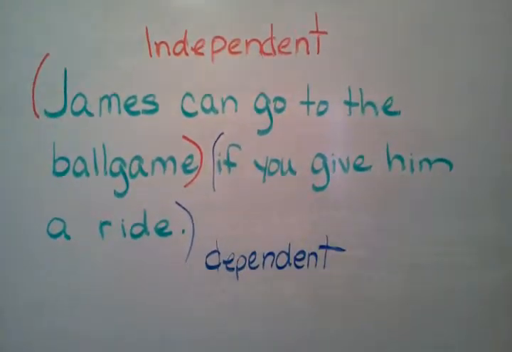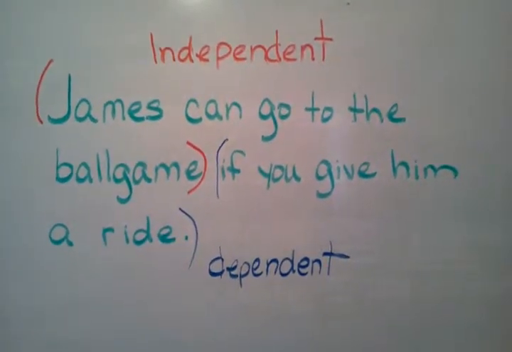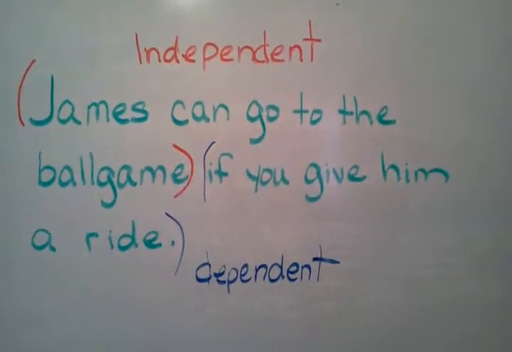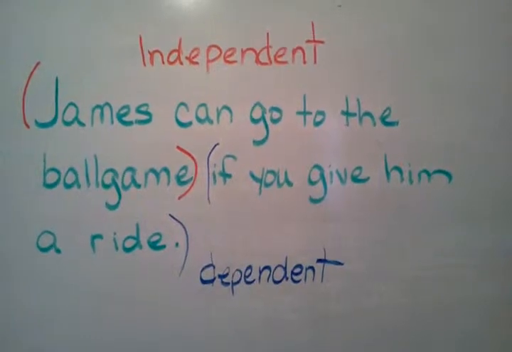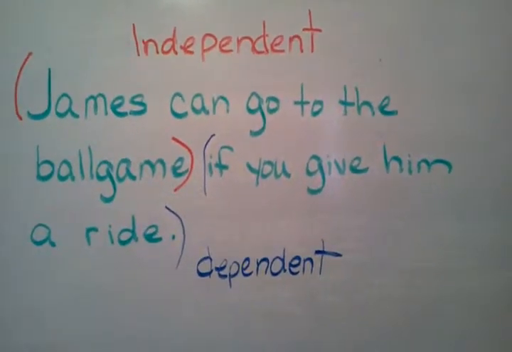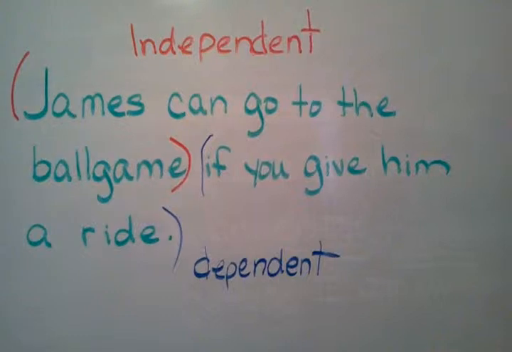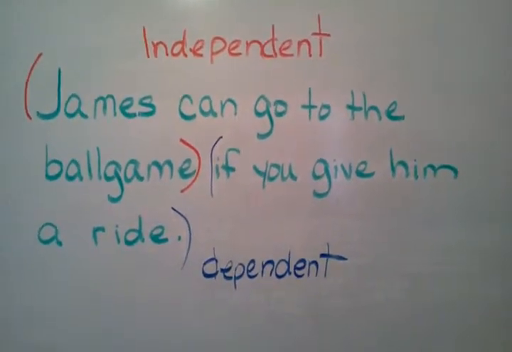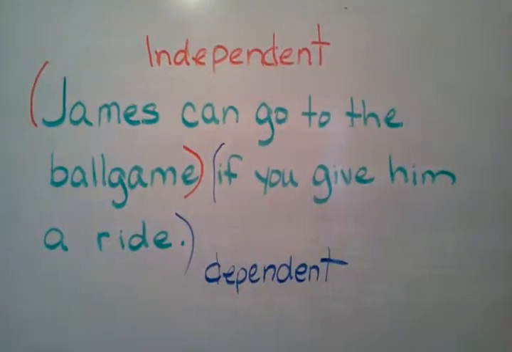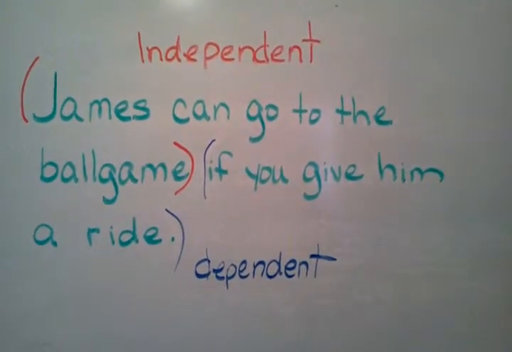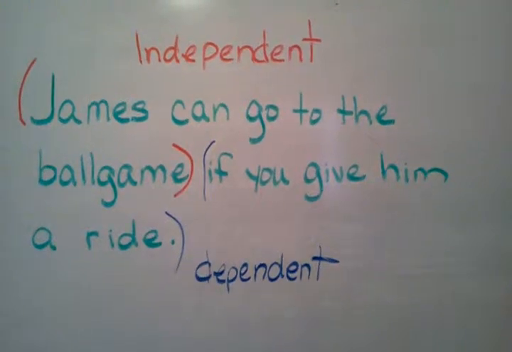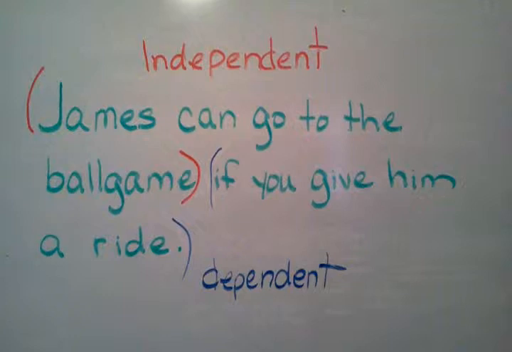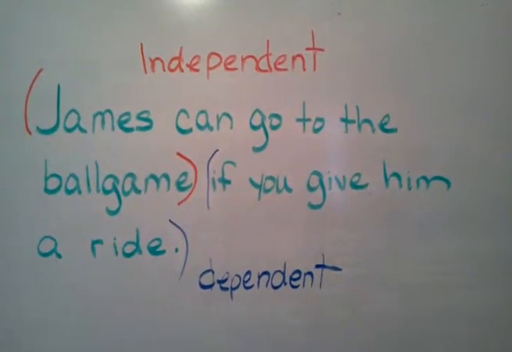Independent clause. The second clause, however, if you give him a ride, that's a dependent clause because it's not a complete thought. It has a subject, you, it has a verb, give. So it's a clause, not a phrase. But because of the word if, it's now dependent upon the rest of the sentence, or the other independent clause. If I just said, you give him a ride, that could be an imperative sentence, and that could be a complete thought. But because of that word if, it's now a dependent clause.